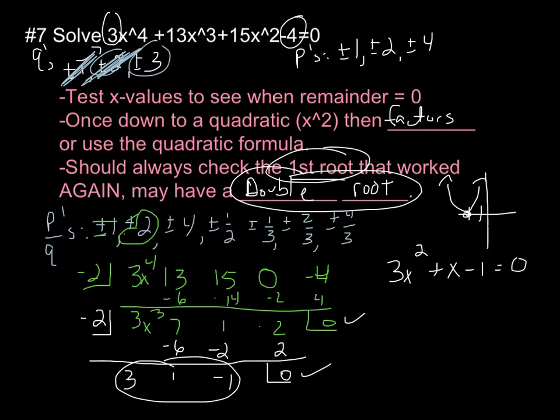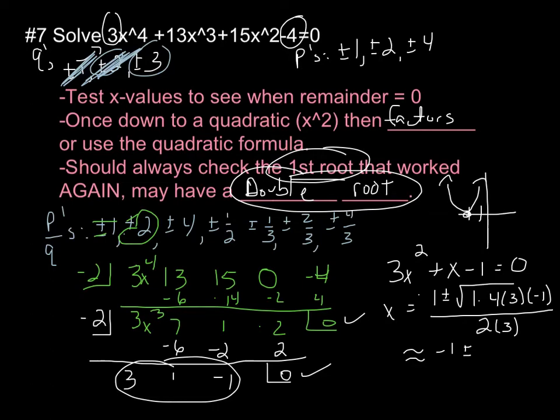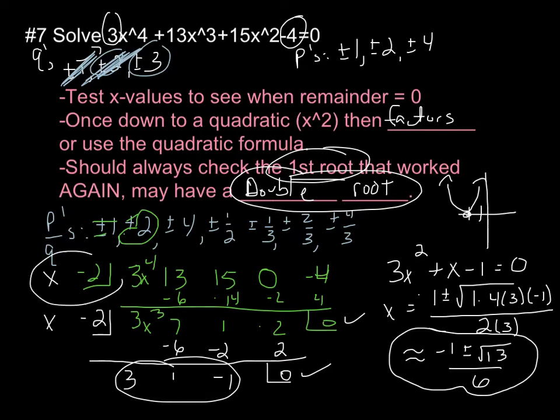But guess what? He doesn't. So you're going to have to use your best buddy, the quadratic formula. X equals -1 plus or minus the square root of 1 minus 4 times 3 times -1, all divided by 2 times 3. Answers: -1 plus or minus root 13 over 6. Those are the other two roots. Those are irrational, two irrational. And then x equals -2, that's our other root.